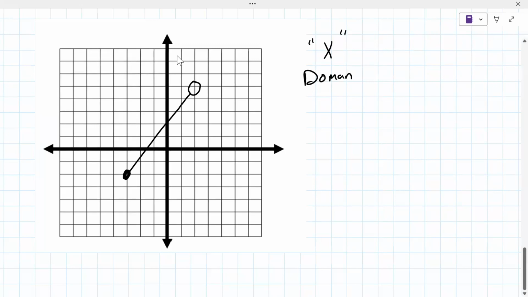-3. Okay. Is that included or excluded? Included. Why is it included? What about the graph tells you that? I don't know if it has to do with the dot. Absolutely, it has something to do with the dot. So since the dot is filled in, what symbol goes with the filled-in dot? In this case, it's a less than or equal to.